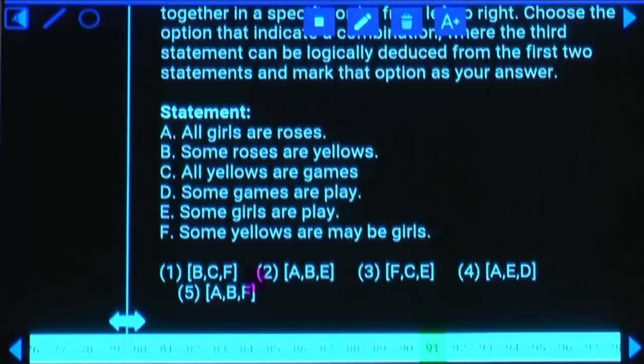Now B, C and F. What is F here? F is some yellows are girls. This is the conclusion, yellow and girl. In B and C, there is no girl at all. Hence no conclusion can be drawn. Choice 1 is ruled out.